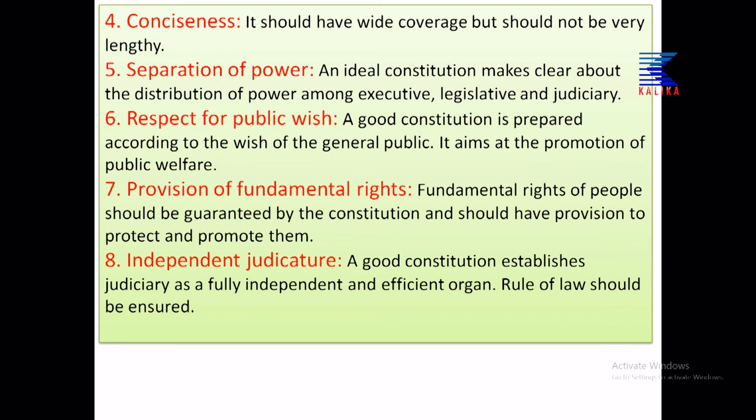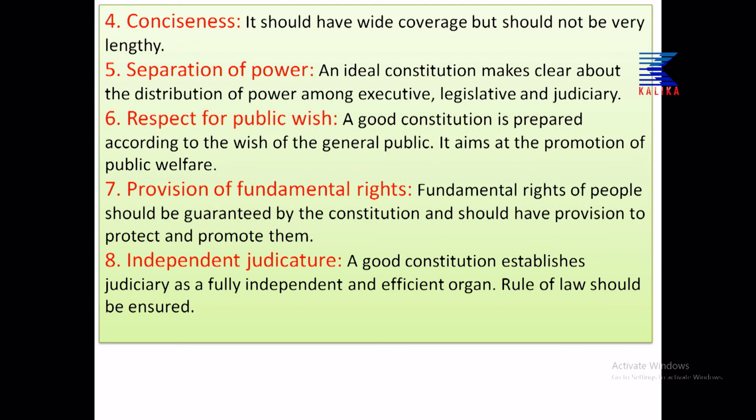Similarly, another point is respect for the public wish. A good constitution is prepared according to the popular wish of the general people, so that it aims at the promotion of public welfare. A good constitution should work for the public welfare, because all constitutions are made for the welfare of the people.